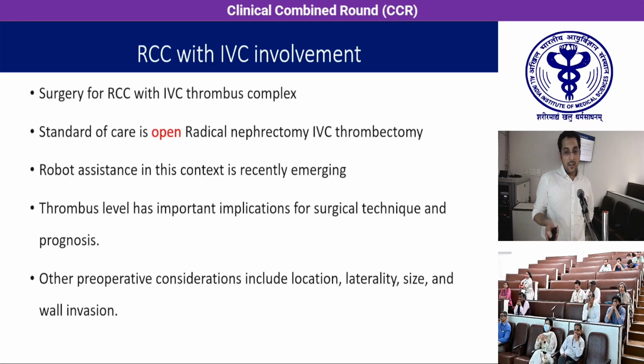Surgery for RCC with IVC thrombus is a very complex procedure. The standard of care, and I have to emphasize this, is open radical nephrectomy with IVC thrombectomy for the majority of cases. However, robotic assistance in this context is new and upcoming. The level of thrombus has important implications for the technique, and other considerations are the location and the laterality. Left-sided kidney tumors are less common and more complicated, while sometimes the tumor thrombus may invade the wall of the vena cava, requiring reconstruction with a graft.